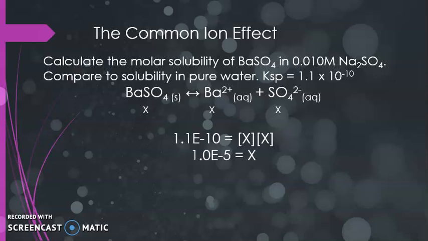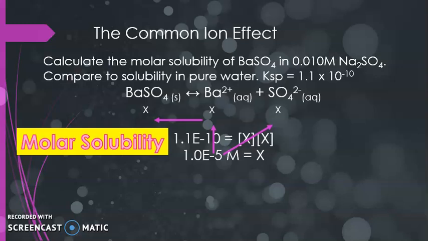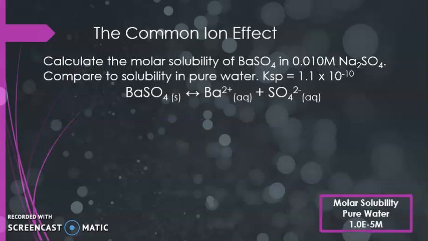We find that X equals 1.0 times 10 to the negative fifth. Now again, remember that those actually equal the concentrations of both the barium and the sulfate, but because they are equal to X, that also equals the molar solubility of barium sulfate in pure water. Now I'm just going to tuck that value down toward the bottom of the screen so that we don't forget it. That was the result from the first half of the problem, the molar solubility in pure water.